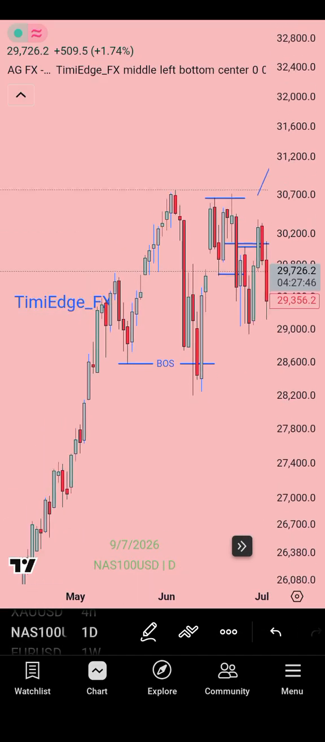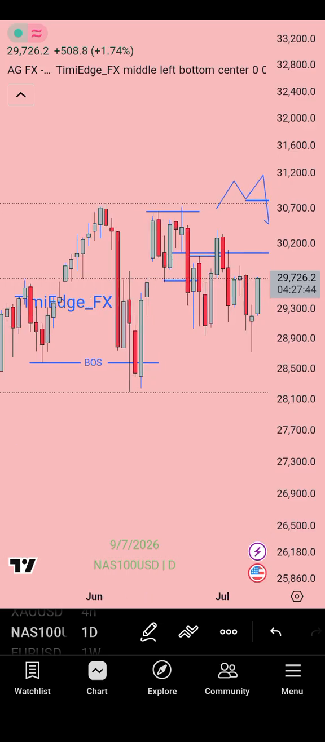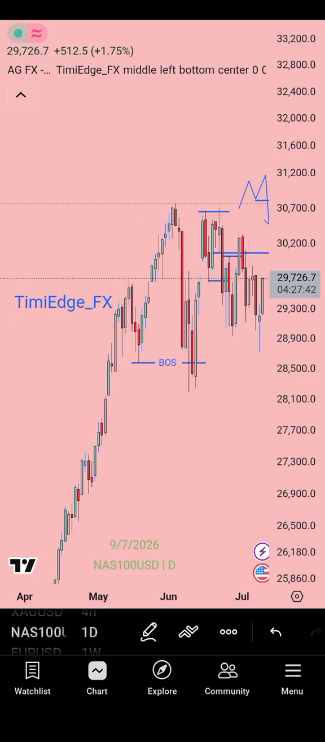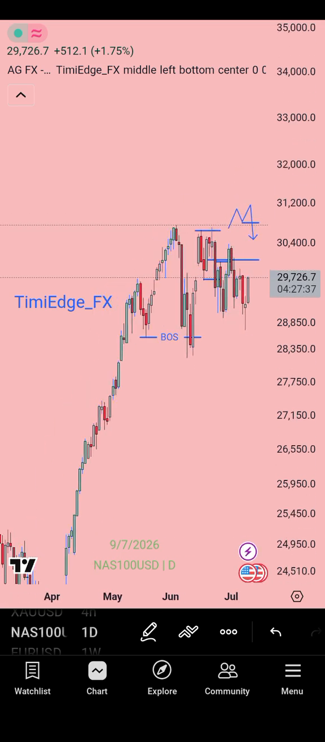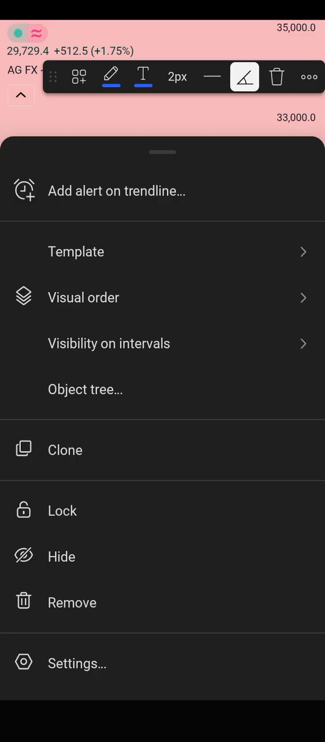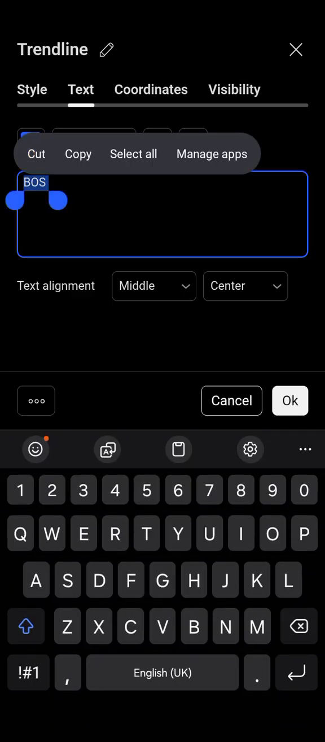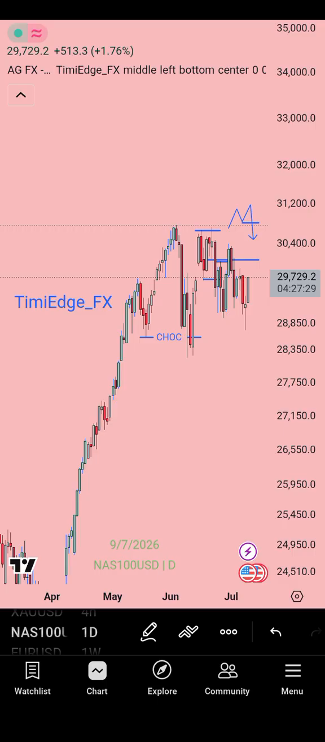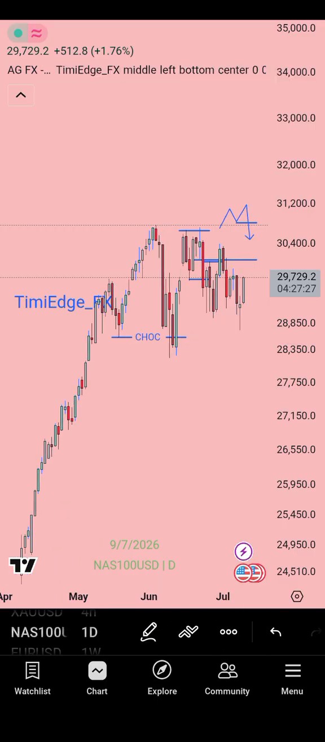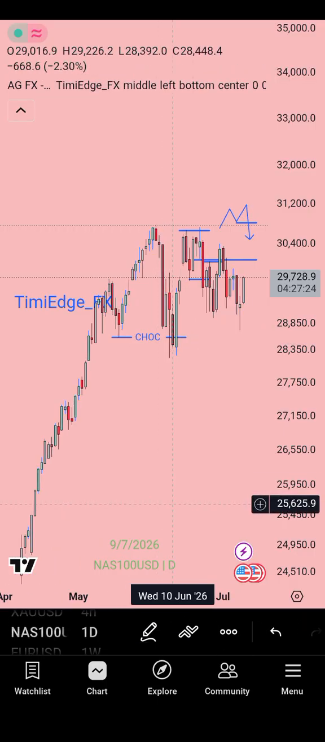But the reason why I won't call that a change of character is because I want price to have broken at least two market structures, right? This was the only structure price broke. I will call this a change of character, right? Because it's closed by a candle close, right? But I can't see enough structures to tell me that, okay, this is a change of character.